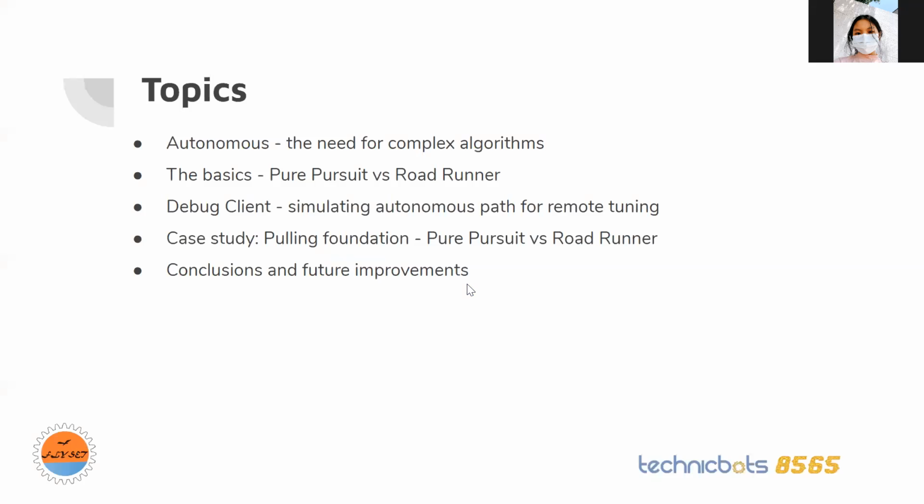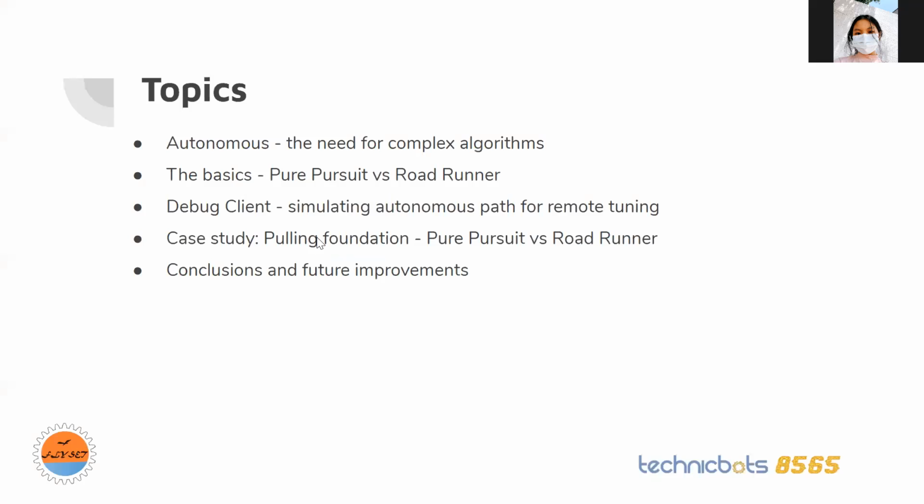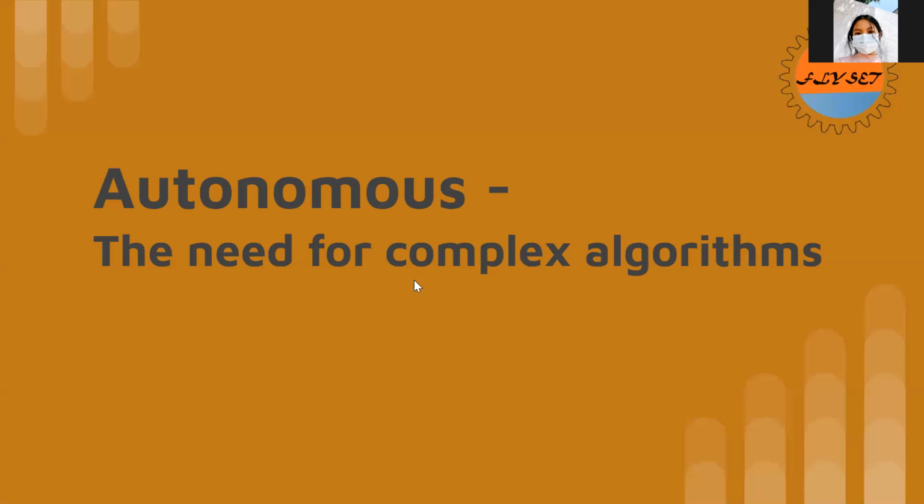All right, so here's today's agenda. First, we're going to go over the basics of autonomous and why we need complex algorithms. Then we're going to talk about these algorithms like pure pursuit and Roadrunner. Then we're going to go over the debug client, which is how we simulate autonomous paths for tuning. Then we have a case study where we compare pure pursuit and Roadrunner. And at the end, we'll have conclusions and future improvements.